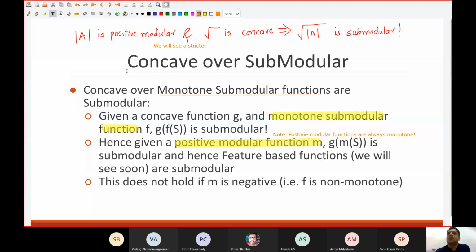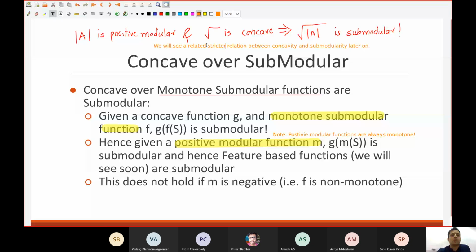Positive is not negative. I mean, greater than 0. Yeah. But we'll see a stricter relation between concavity and submodularity later on. It's a related stricter relation in terms of composition. But we'll see that there's a stricter if and only if relation. When I say stricter, I mean something is submodular only if something is concave. But wait for that. In that setting, I will recap this discussion of ours.